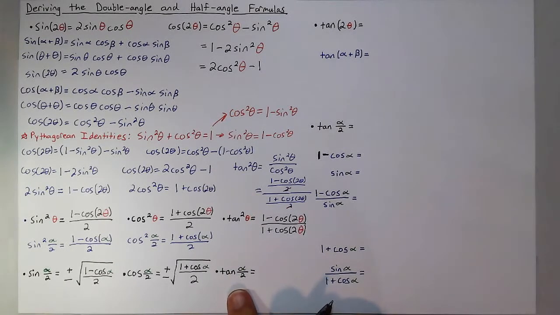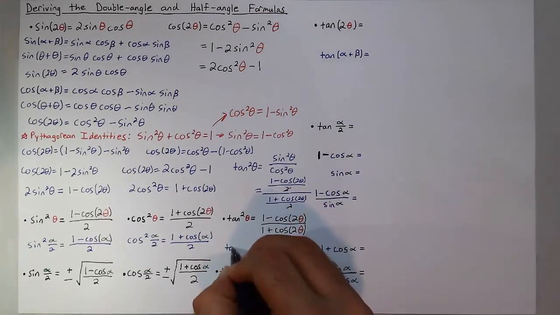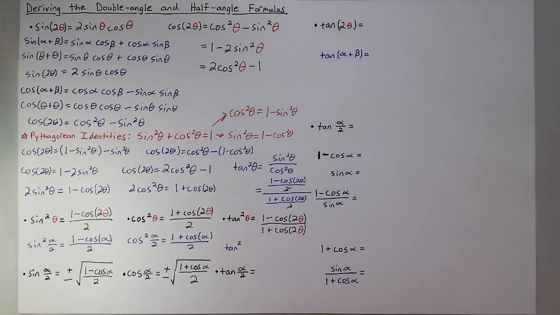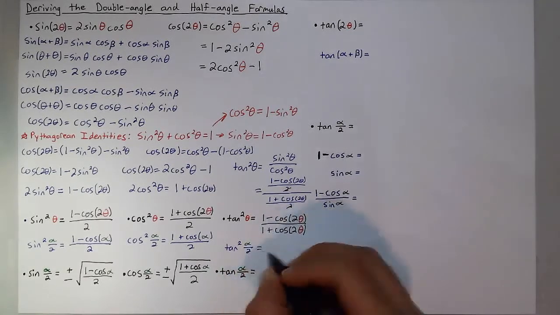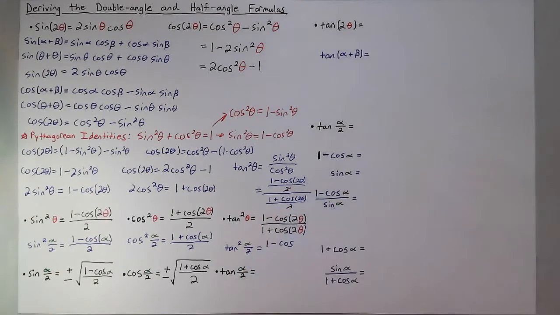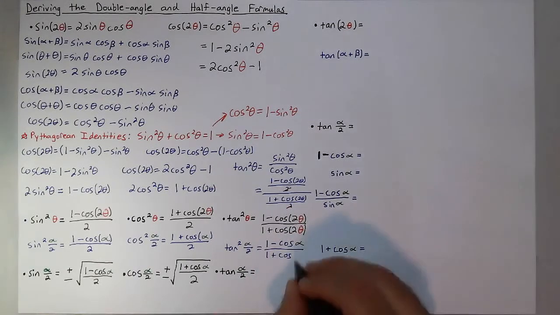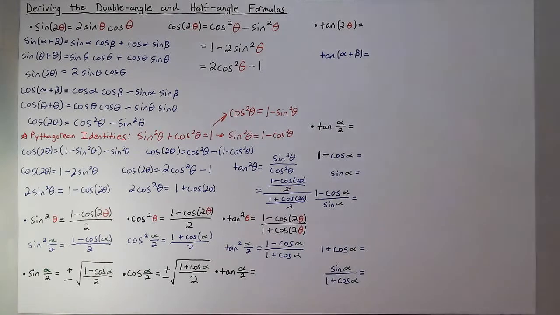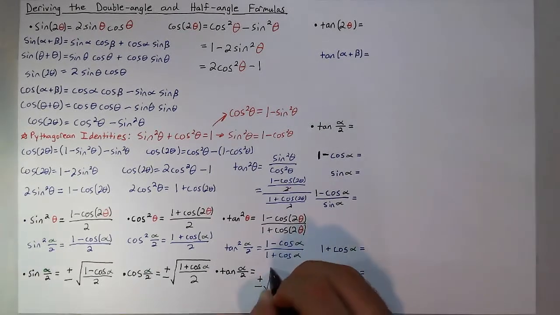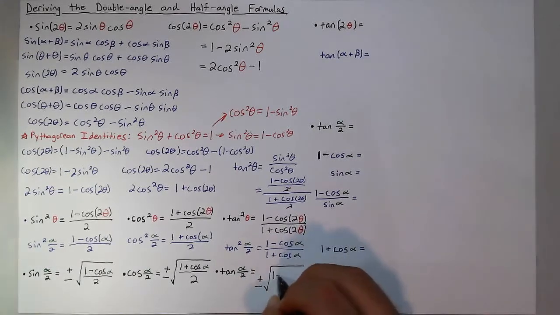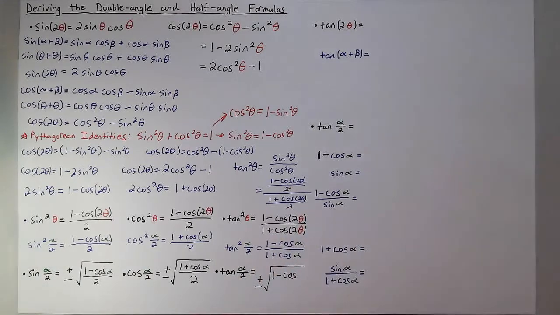Next up, I have tangent of alpha over 2, which I find the exact same way by taking the theta here and replacing it with alpha over 2. Which gives me 1 minus cosine of alpha over 1 plus cosine of alpha. And when I take the square root, I get plus or minus the square root of 1 minus cosine alpha over 1 plus cosine alpha.